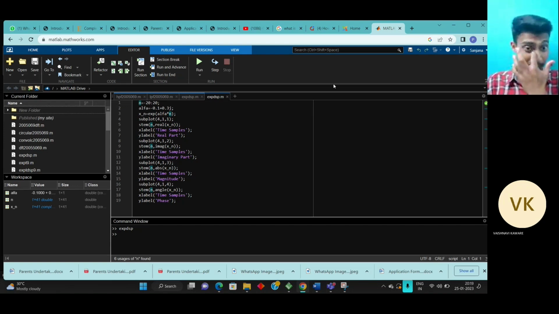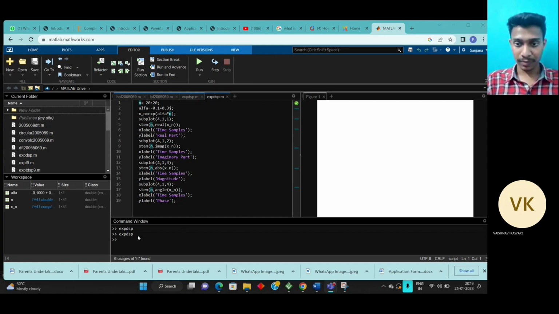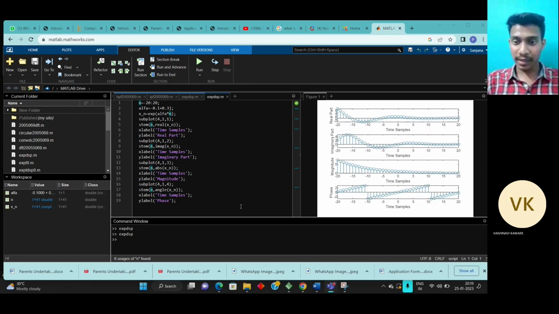So this is the code we have written in online MATLAB. Now let's run it and see the output of the signal. Here we can see the 4 graphs. The first one is the real part, the second one is the imaginary part, the third one is the magnitude, and the fourth one is the phase. As our magnitude of a is less than 1, the real part graph will be an exponentially decaying cosinusoidal signal, and the imaginary part will be an exponentially decaying sinusoidal signal.